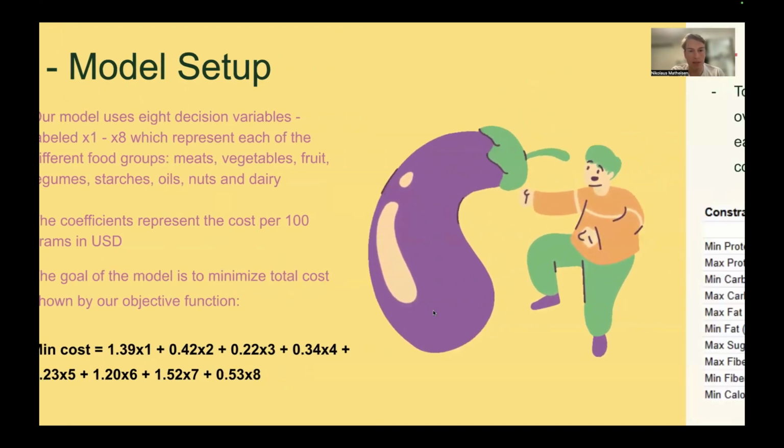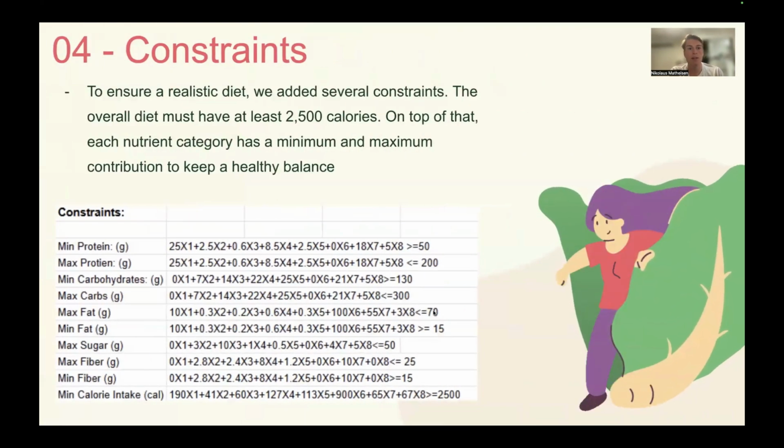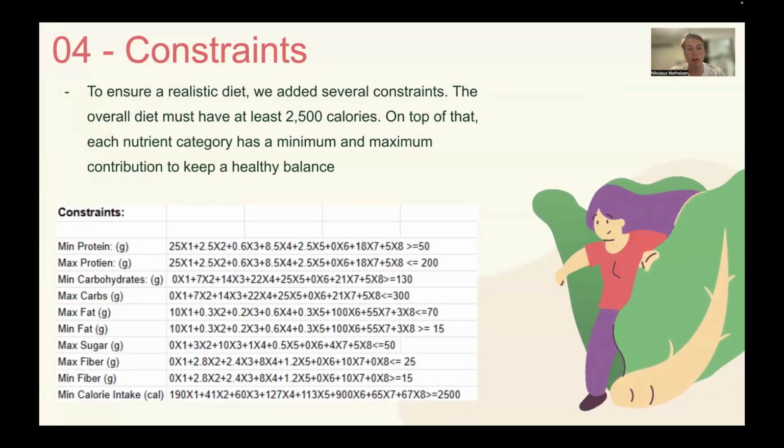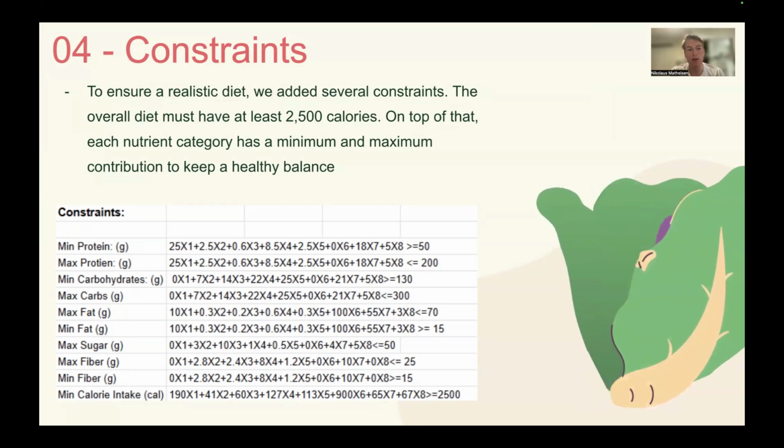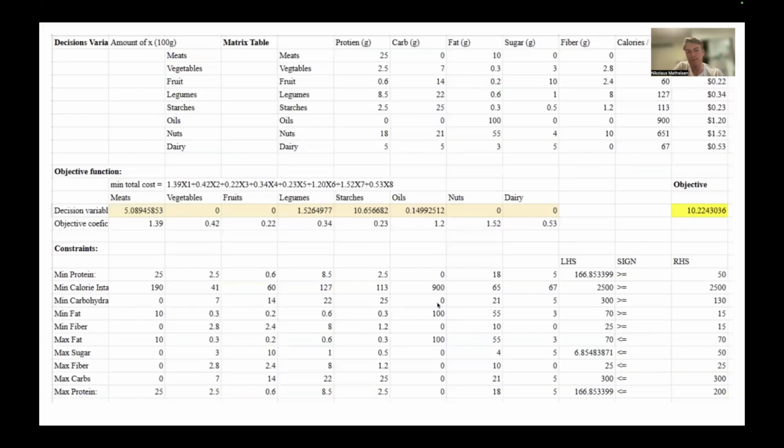objective function. Next slide. To make sure that our model was realistic, we added multiple constraints, starting with that our overall diet must have at least 2,500 calories. And on top of that, we added a constraint for each nutrient category. Like you can see below, protein has to be between 50 and 200 grams, and carbs has to be between 130 and 300 grams.